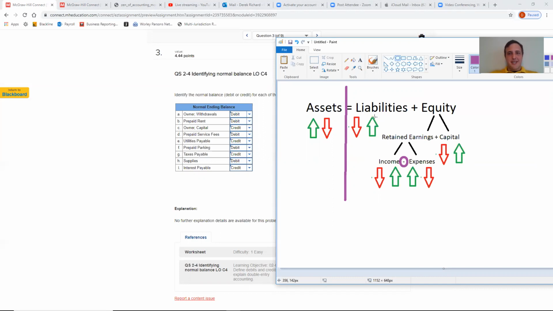Utilities payable, payable means it's a liability, credit. Prepaid parking, prepaid, that's an asset, debit. Taxes payable, payable, liability, credit. Supplies, asset, debit. Interest payable, payable is a liability, that's a credit. Okay. When we say normal balance, we're talking about what's on the left side here, or what side makes it go up. Okay.